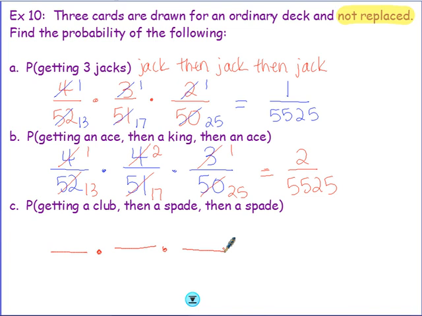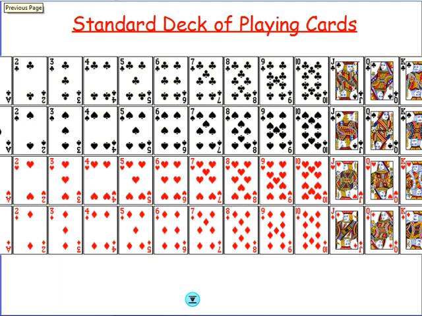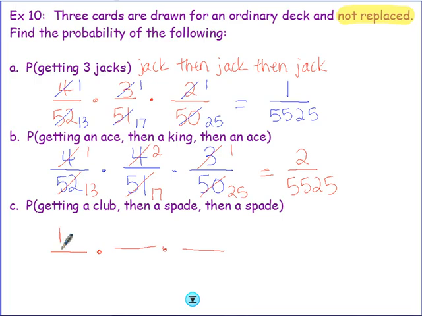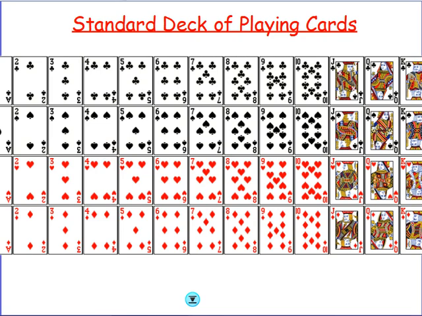So let's start with a club. That's this top group of guys. So there's 1, 2, 3, 4, 5, 6, 7, 8, 9, 10, 11, 12, 13 clubs out of 52 cards. Problem is, a club is now gone. And no, it doesn't matter which one.